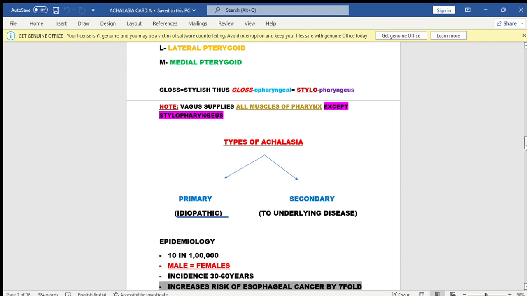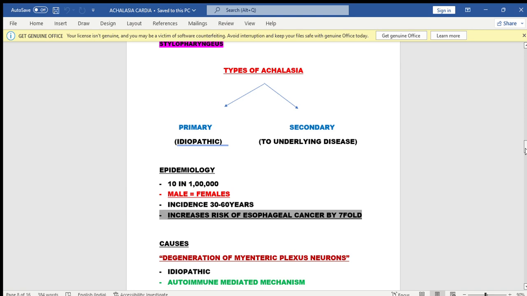So once we have brushed upon the basic physiology and anatomy, we are going to look at types of achalasia. There are two types of achalasia, my friends. There is primary achalasia and there is secondary achalasia. The cause of primary is idiopathic, whereas the cause of secondary is some underlying disease which is causing achalasia.